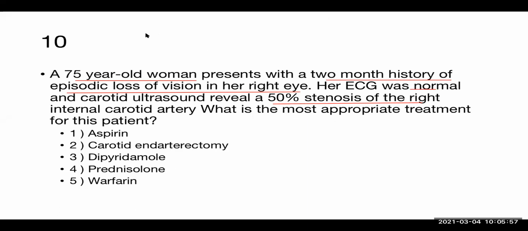Now, first tell me what is the diagnosis here? Then only I go for the treatment. What is the diagnosis? Amaurosis fugax, or TIA. And what is the cause for this amaurosis fugax here? Carotid artery stenosis. Excellent. So you have picked the diagnosis correctly, but what is the treatment now?